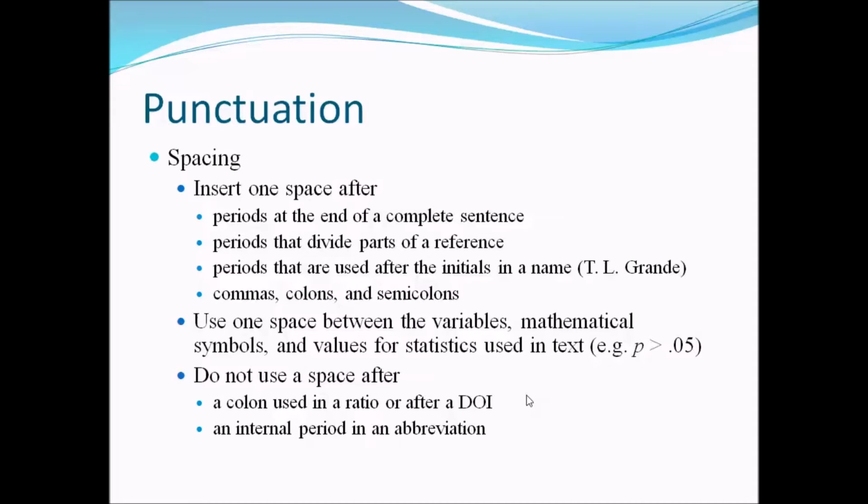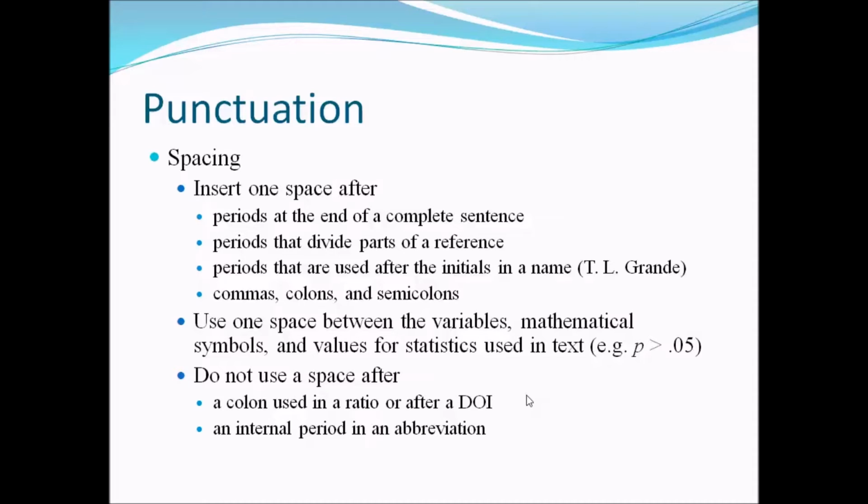Insert one space after periods that divide parts of a reference. So this would be like in your reference section. The author, the year, the title of the journal article, all separated by a period, of course, and there'd be a space after that. Insert one space after periods that are used after the initials in a name. So the example I have here, it's T period space, L period space, Grande. And insert one space after commas, colons, and semicolons.